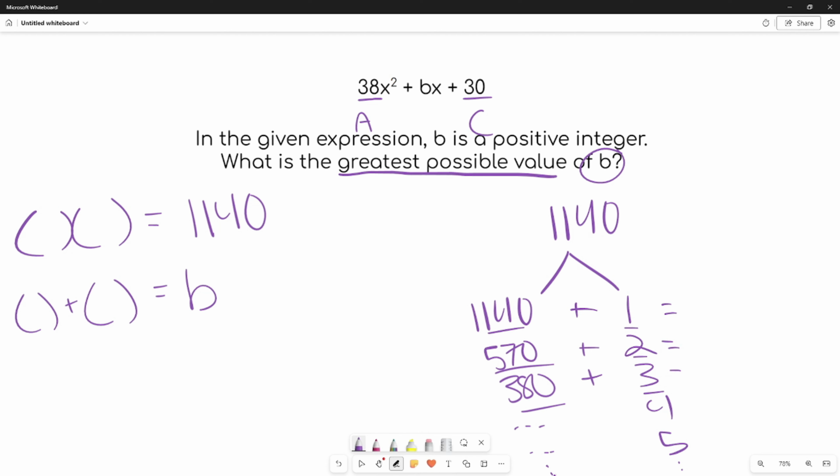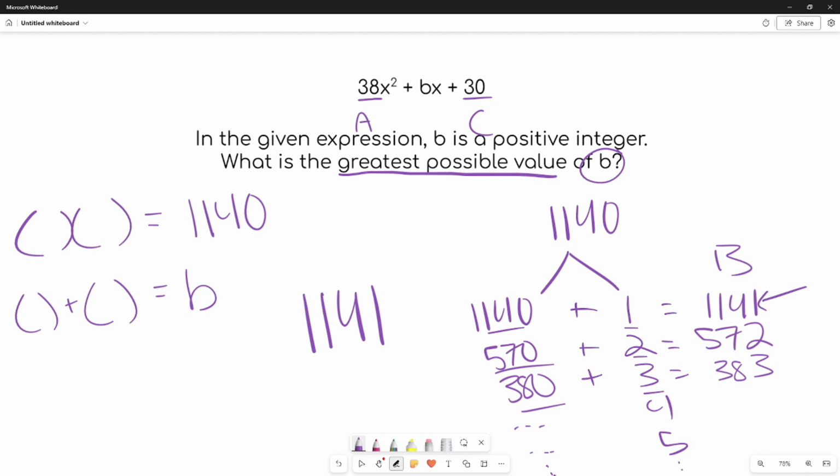Is equal to b. 1140 plus 1 is 1141. 570 plus 2 is 572. And 380 plus 3 is 383. And I think you can notice a pattern here. The further down we go, the smaller our b value will get. Which means that our greatest possible value of b is going to be what's at the very top right here, which is 1141. And that's going to be our answer.